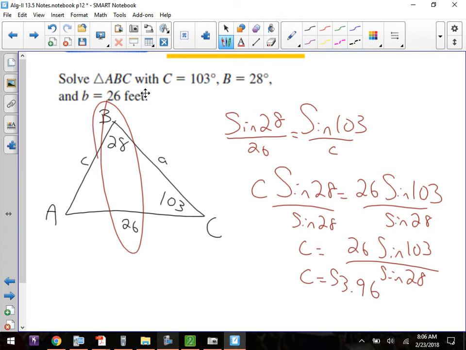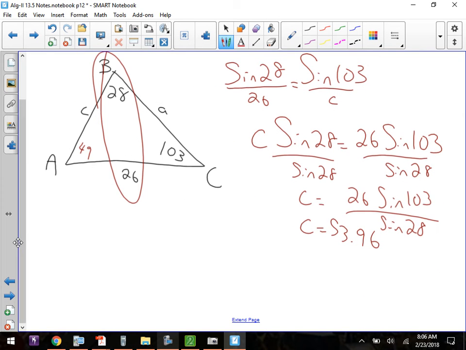Anyway, so now I found C. How many degrees are in a triangle? 180. So I take 180, subtract out the 103, subtract out the 28. And I get angle A at 49. Then I just reuse the sine of 28 over 26 is sine of 49 over A.